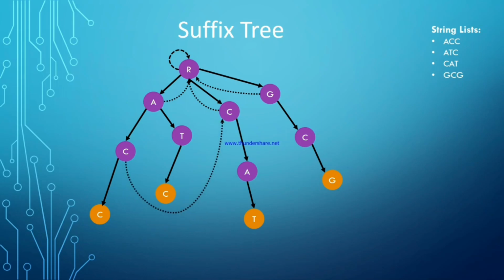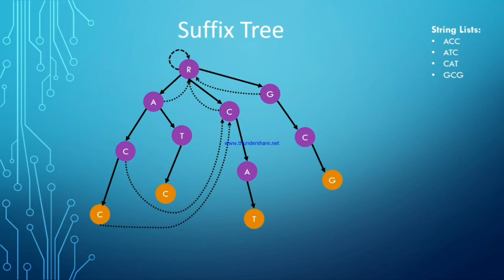Now we will work on the final state C. C will also search: is there any C state which is connected to the root? Yes. So C will connect to the C this way. So our first string of suffix links is done. Move on to the second string, which is A, T, C. Here A is already connected to the root.